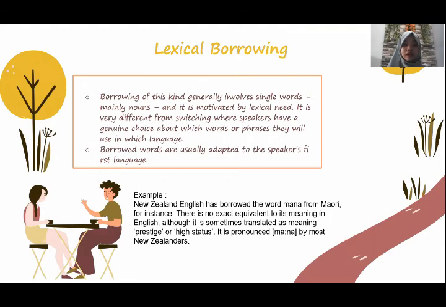Lexical borrowing. Borrowing of this kind generally involves single words, mainly nouns, and it's motivated by lexical needs. It is very different from switching, where speakers have a general choice about which words and phrases they will use in which language. For example, New Zealand English has borrowed the word mana from Maori. There is no exact equivalent to its meaning in English, although it is sometimes translated as meaning prestige. Next.